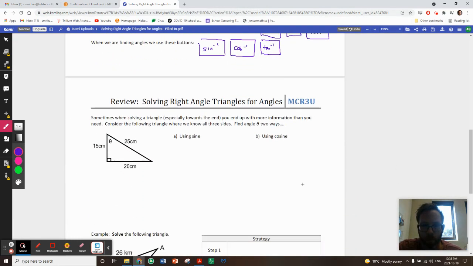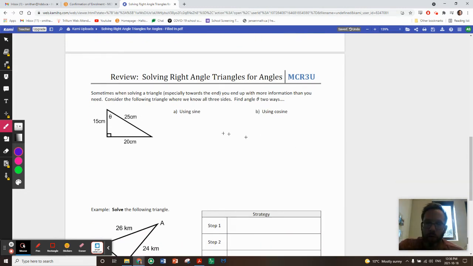All right. Just like our last lesson, we're going to solve a triangle, choose a strategy, carry out that strategy. I also want to illustrate an idea that comes when you're solving triangles. Sometimes you have more information than you need. For example, in this triangle, I've asked for angle theta, but we know all three of the sides. So I want to do a quick exercise showing you that it doesn't matter which ratio you choose, you get the same answer either way.